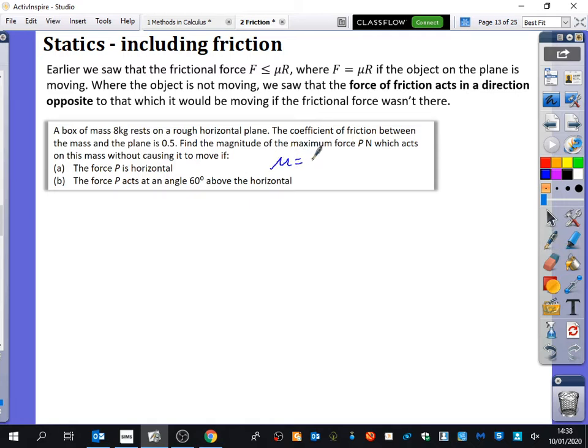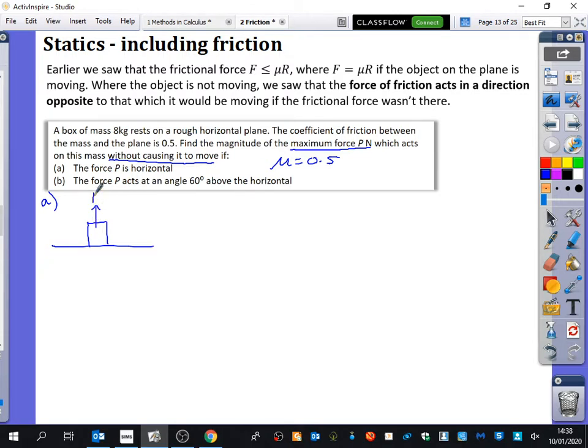I always like to write that down as soon as I see it, just so I can find it easily. Find the magnitude of the maximum force, P newtons, which acts onto this mass without causing it to move. So we're trying to say, what is the biggest thing that you could do to this block without it moving? Okay? First of all, for part A, the force P is horizontal.